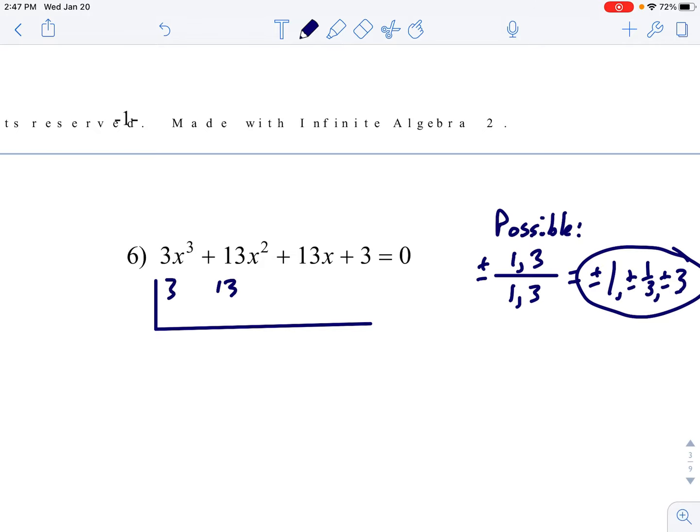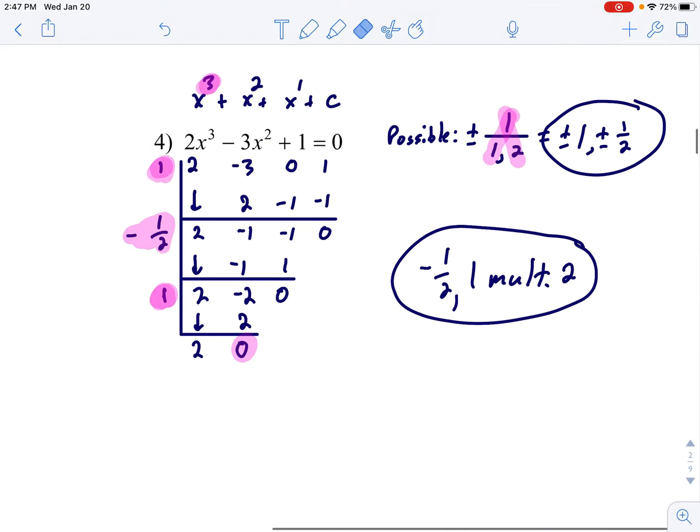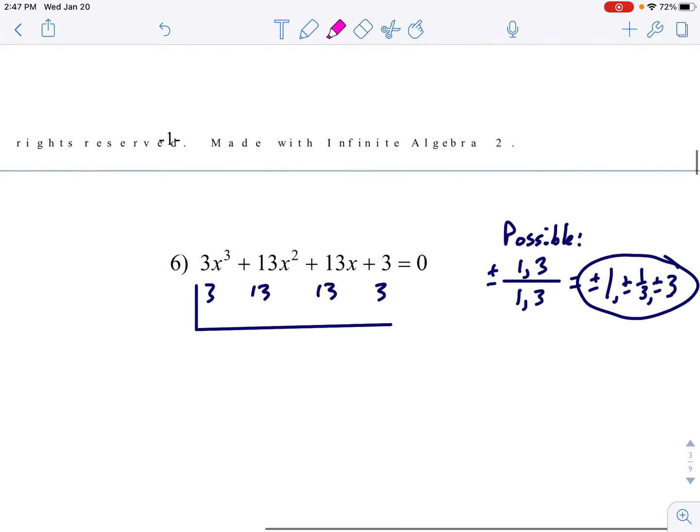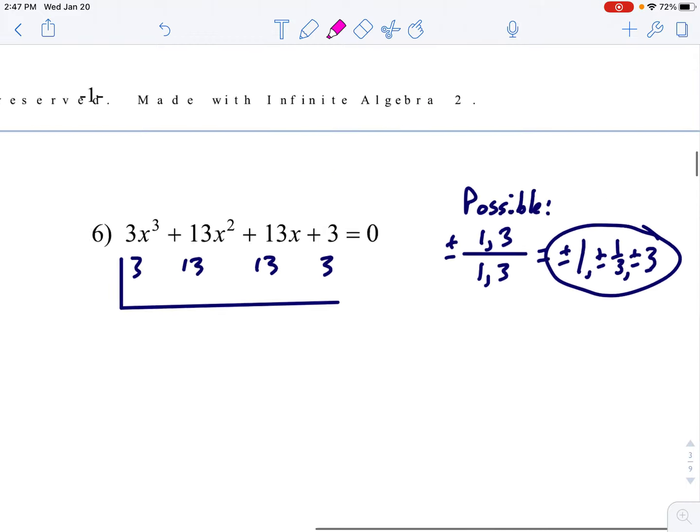3, 13, 13, 3. And notice we have the whole descending order: 3, 2, 1, constant. So I didn't need to put in any placeholder like I did up here. All right, so now we need to test these numbers. What are we going to test?